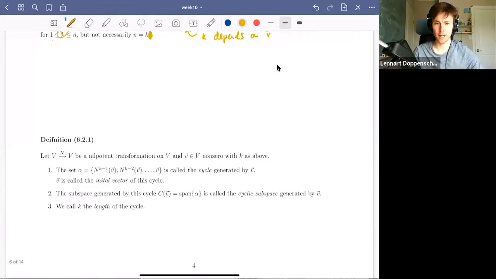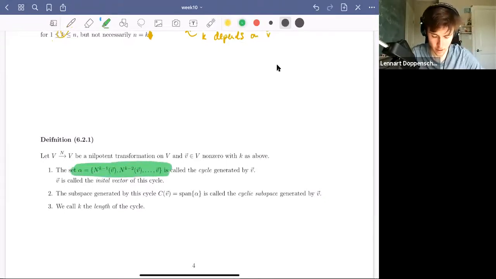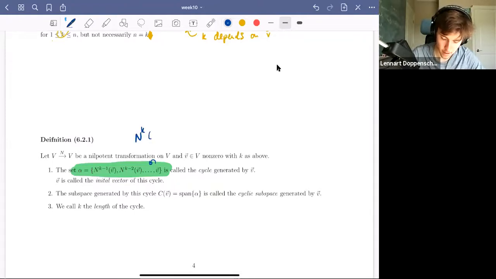Okay, so one more definition before we can get to an example. If we start with a non-zero vector and we keep applying n, then all these elements that we get, like a chain of elements, we just keep applying n over and over. It's called a cycle generated by v. That's what I wrote here. So you start with something non-zero, and then you apply n one time, you get nv, and then you get n squared v, and so on. And then eventually you have n to the k minus 1 v, and then n to the k v will be 0. So we don't include this into the cycle.